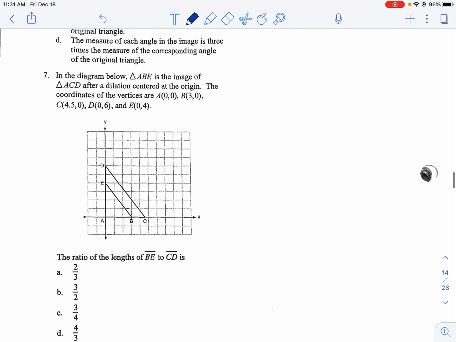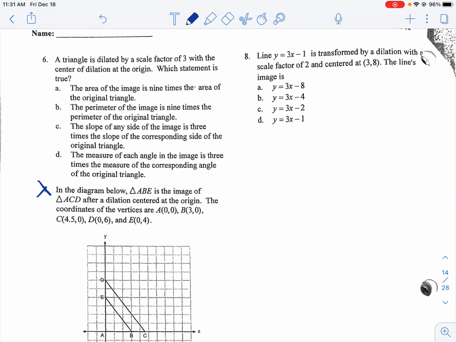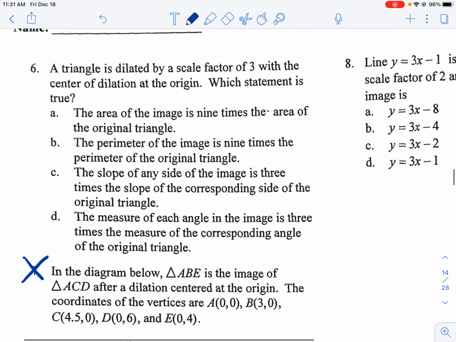Okay, I'm actually going to have us skip 7 right now because we're going to cover that tomorrow. Let's look at number 6 though. And first of all, this is just like an evil question because there's so many words, right? A triangle is dilated by a scale factor of 3. So if I had a triangle, I made a new one. If I'm dilating it 3, I'm making it 3 times as big. And it's being dilated at the origin.